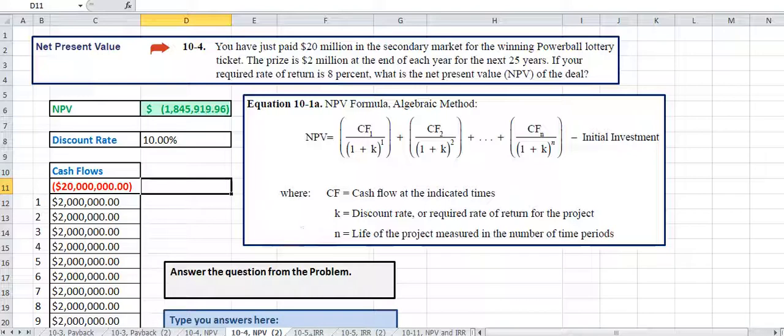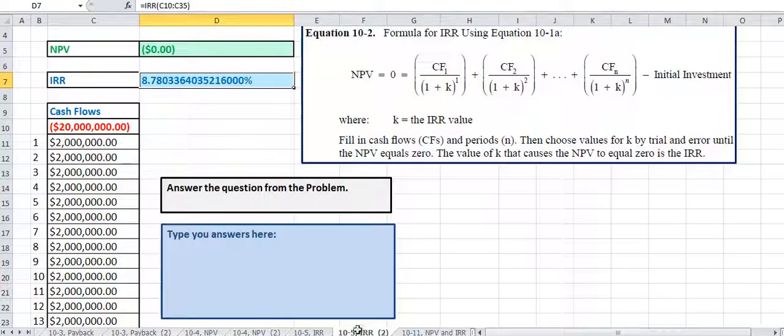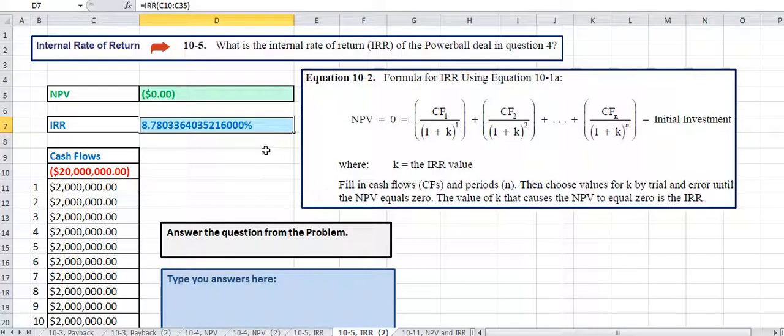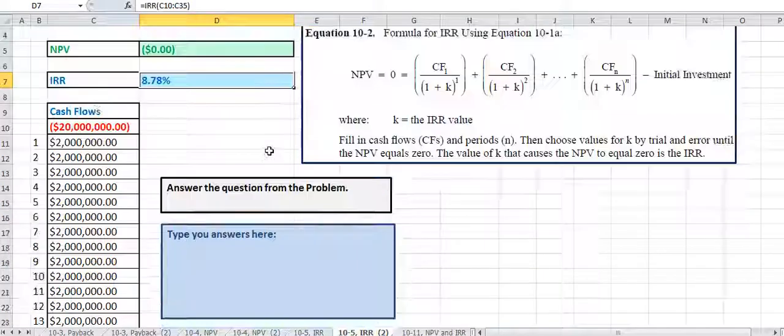Okay, so that is problem 10.5, internal rate of return. And once again, just real quick, you don't need to put the whole number, 8.78% is fine. Okay.